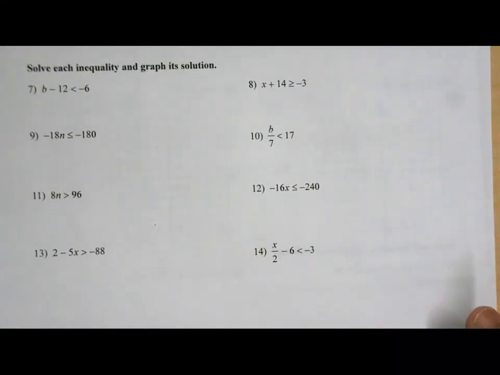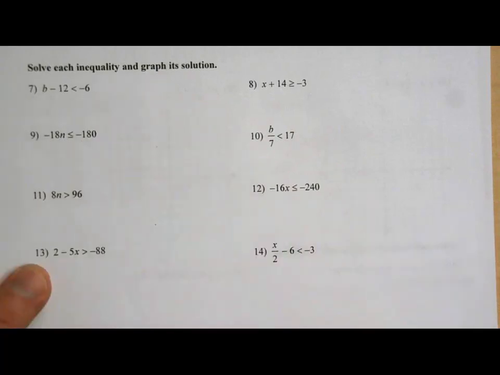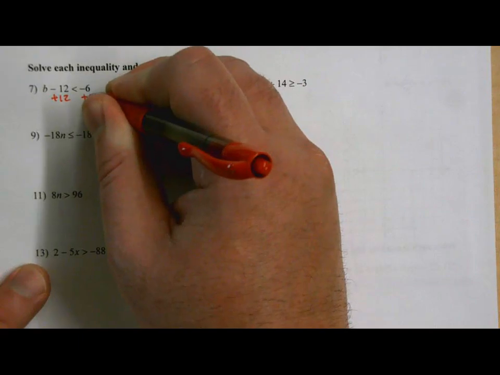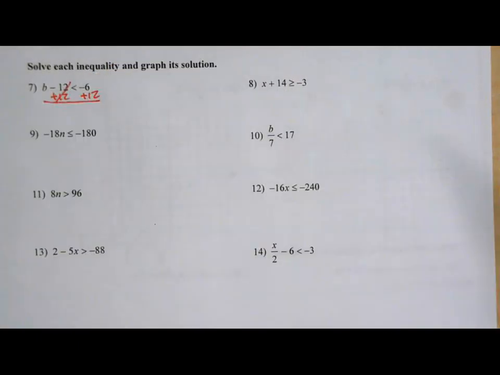Can you guys skip down to number 7? Let's go over number 7 really quickly, and then I'll be quiet and let you guys finish up. What would you do to both sides to get b by itself? Plus 12 on both sides, I agree. You guys following along, please do not miss this. This is different from how it looked on your notes. This is the assignment.